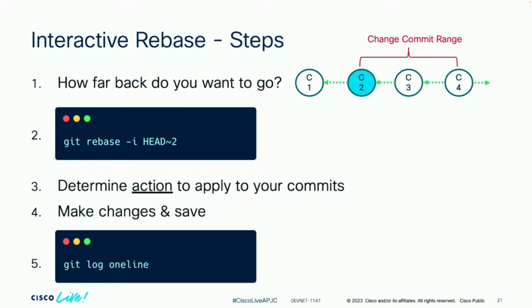And then determine the action. I can do reword, which would allow me to edit my commit message. I could do join. I could do split. So basically, all of these are actions that happen on your commits themselves. And then to see the changes that happened, I simply say git log --oneline, and it will show me all the commits and that change.